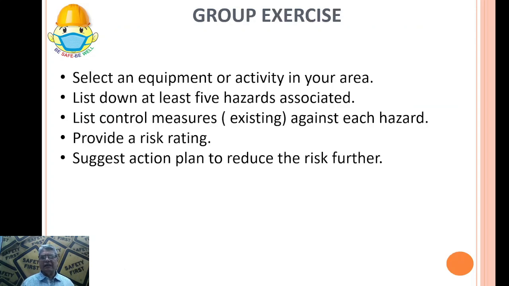You can conduct a group exercise to practice risk assessment. Select an equipment or activity in your area. Have a brainstorming and list down at least 5 hazards associated. List control measures which are existing against each hazard. Provide the risk rating. Suggest an action plan to reduce the risk further. And then again, give the improved risk rating if the risk rating has reduced because of the actions which are going to be taken.